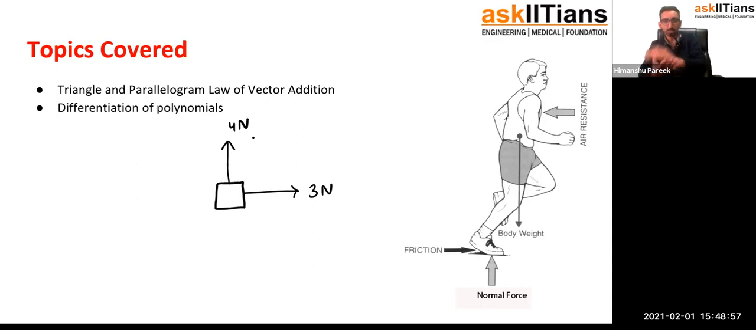In this session, first of all, I'll talk about the addition of vectors. There are two rules which we are going to discuss in this class. Second is one more important piece of mathematics which we will need, that is differentiation. So what is differentiation? Why do we need it? Again, that also I will discuss with you.